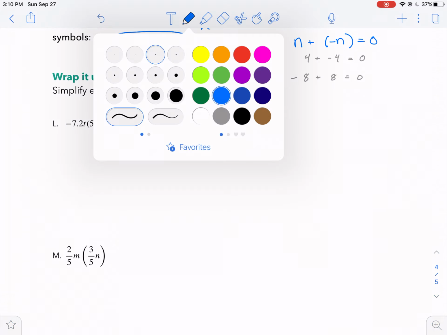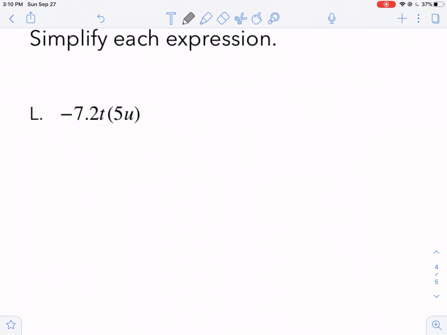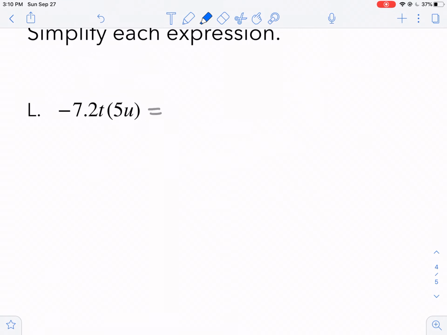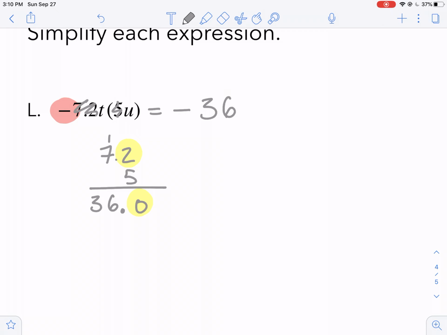So here we go. Let's simplify each expression by multiplying out. So first, let's look at our sign. How many negatives do we have? Just one. It'll be negative. And then let's multiply our numbers together. 7.2 times 5. Well, we'll have one number behind our decimal. And 2 times 5 is 10. And 5 times 7 is 35, plus 1 is 36. So this is 36. Our decimals are gone. TU. So it's -36 TU.